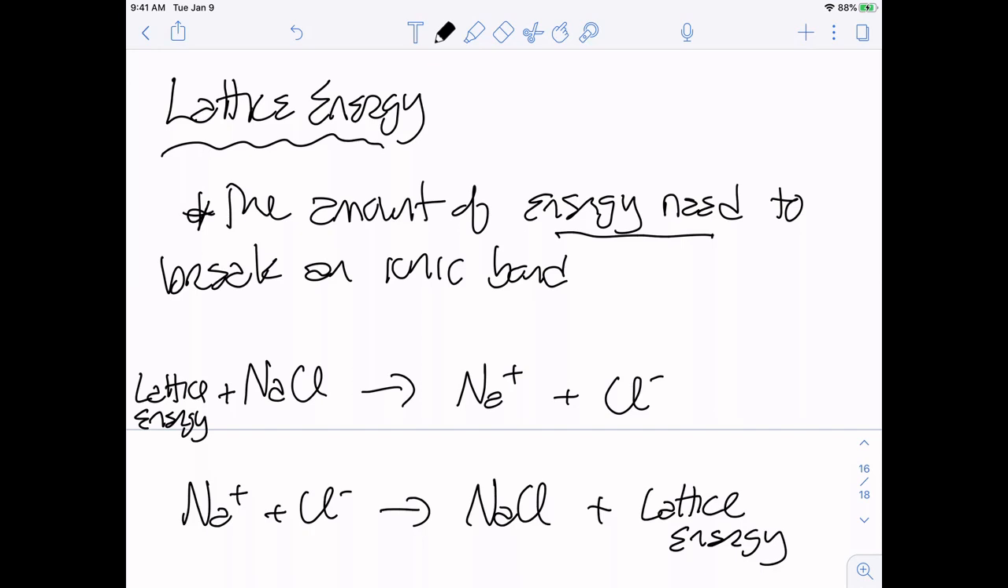So it is fine to think about it in that direction. The magnitude of the energy is going to be the same. It's just the sign on that value that is going to be different. Am I putting energy into it, or am I getting energy out of it?